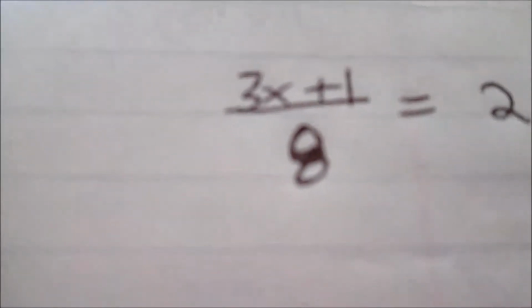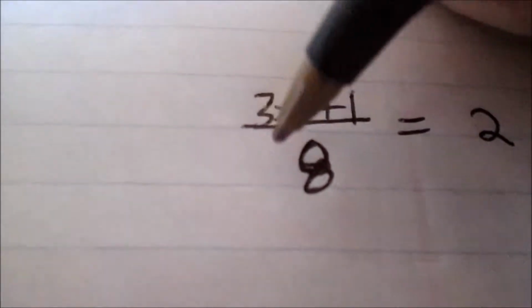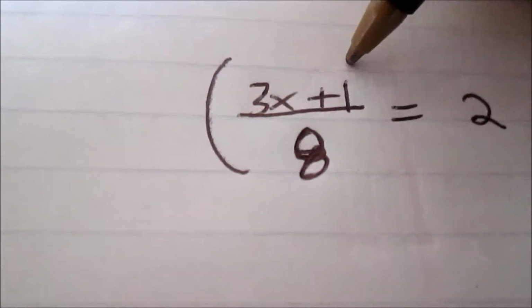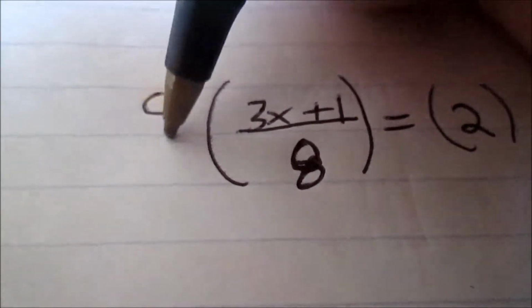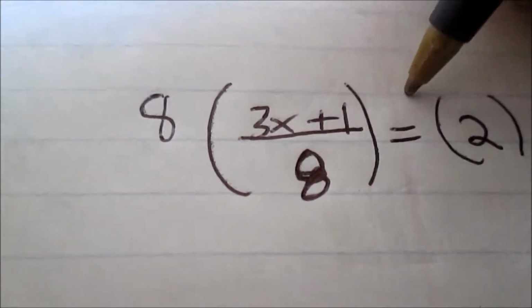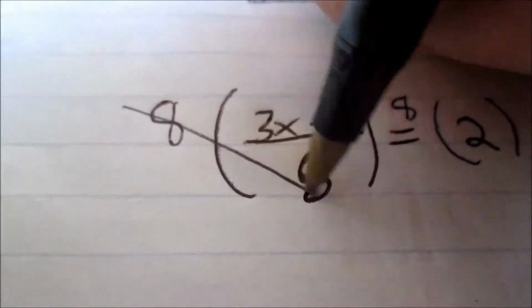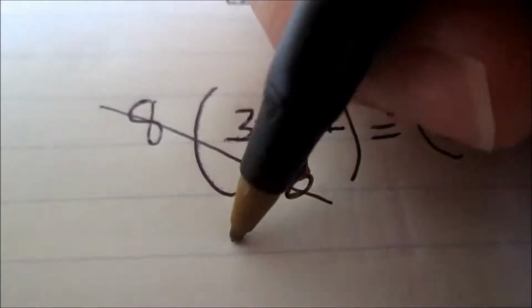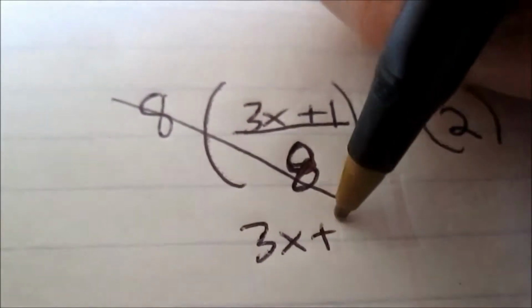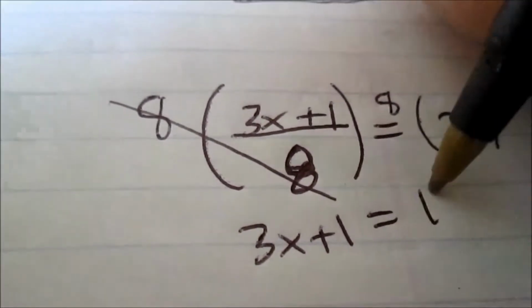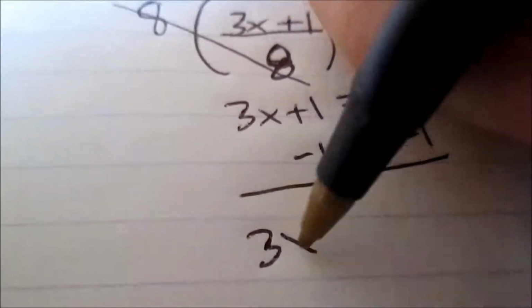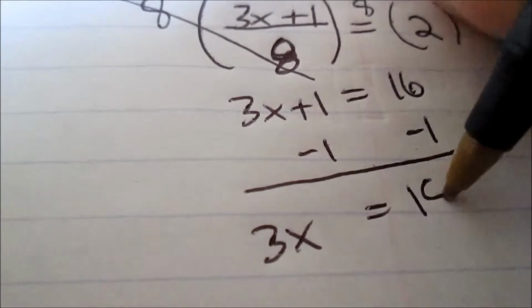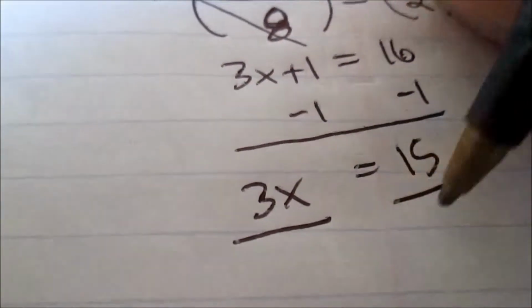Now this is another fraction expression in the equation. Last time I multiplied by 4 because there was 4 underneath. Now it's 8 underneath, so I'm going to multiply by 8 on both sides. 8 times 1 over 8 is 1. Those cancel, so I only have 3x plus 1 remaining. Now 2 times 8 is 16. Then I subtract 1 on both sides. Now I only have 3x equals 15 remaining, because 16 minus 1 is 15.